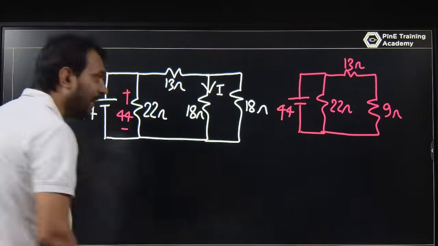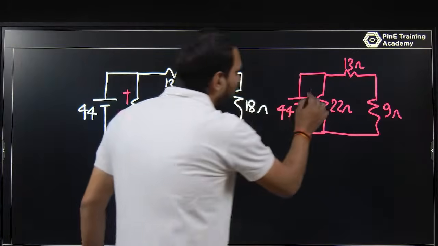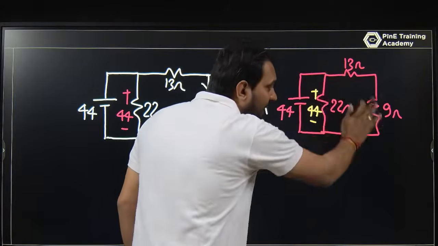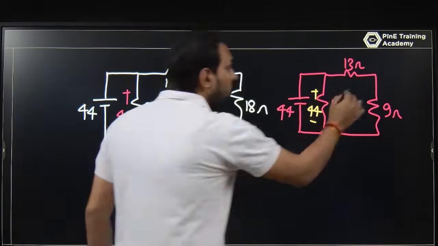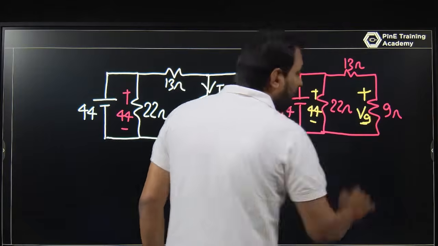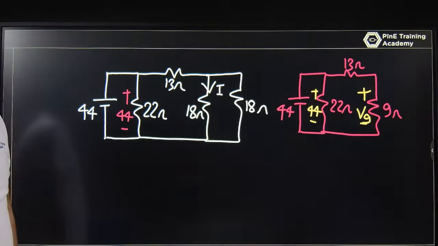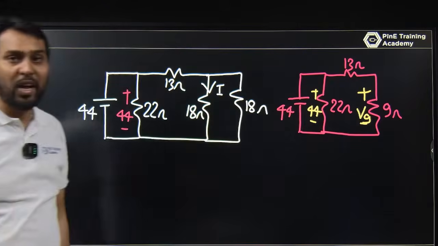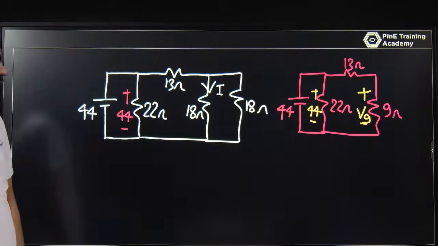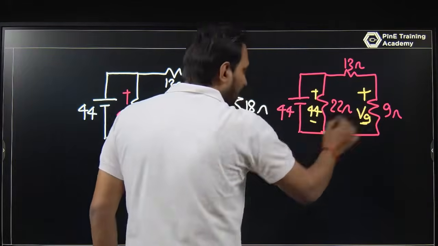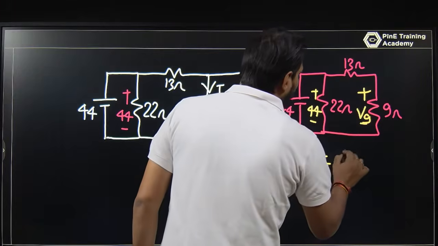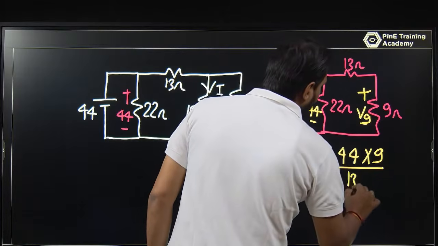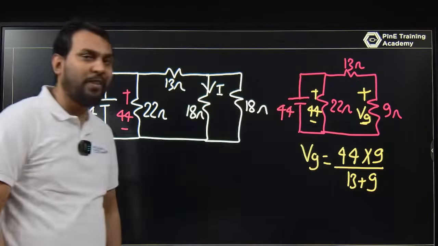So can I say that this is 44 volt, this is also 44 volt, that 13 and 9. Or you can use the voltage divider. This is 44 volt, and you can say that this is 13 and 9. You can define the voltage across it because both have the same current. What is V9? V9 is 44 into 9 upon 13 plus 9. In one line, we are using a potential divider here, a voltage divider.